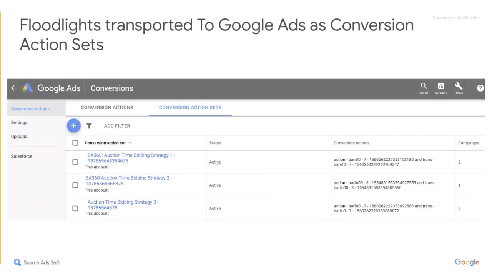So how does this look in Google Ads? If you go to the conversion settings, you will notice that new conversion action sets are included. This is basically because, as we said, we are sending information from search ads to Google Ads, the Floodlight conversion data. So you will see something like your bid strategy name and the Floodlight activity for a new conversion action set.